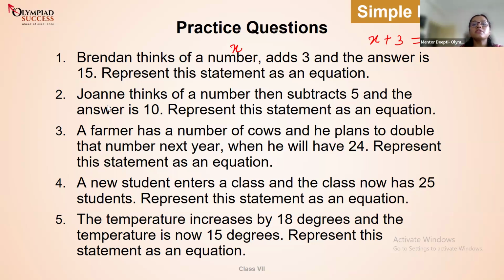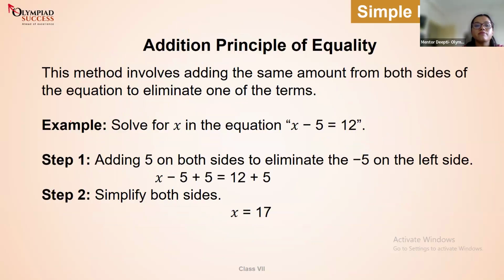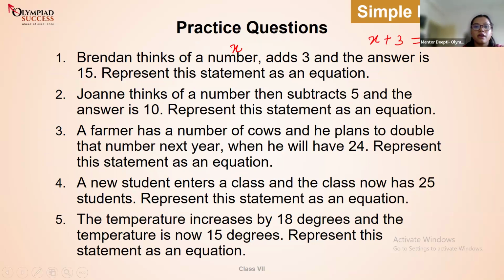Question number 2. Joan thinks of a number, then subtracts 5. For example, the number is n. Then subtracts 5 and the answer is 10. So n minus 5 equals 10. So this is the equation.